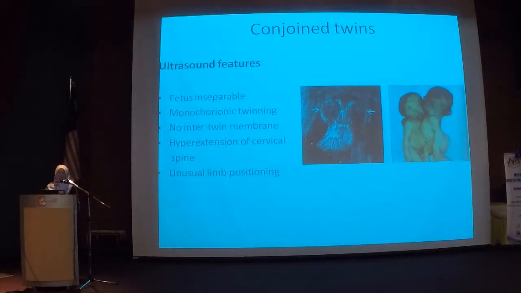Now after this we go to conjoined twins. From the ultrasound features, we know that the fetuses are inseparable. Even though you give some time during the ultrasound, you can see that the fetuses are still close together, inseparable. It's a monochorionic twin, there is no intertwin membrane, and you can see hyperextension of the cervical spine.